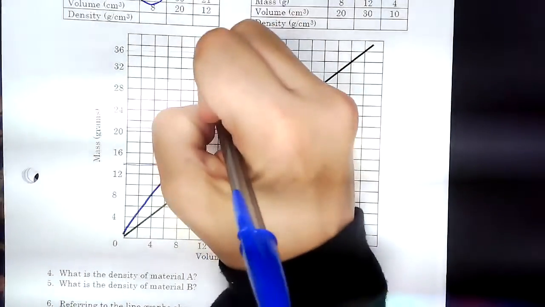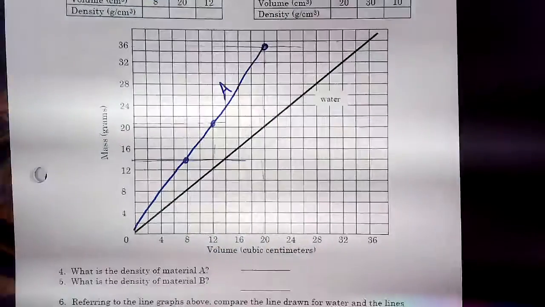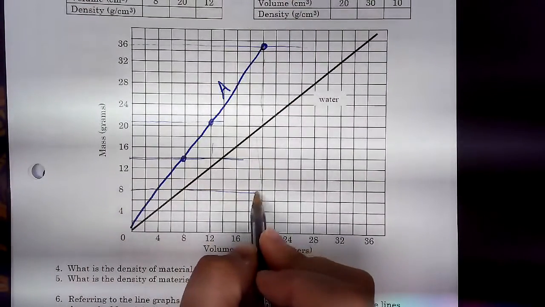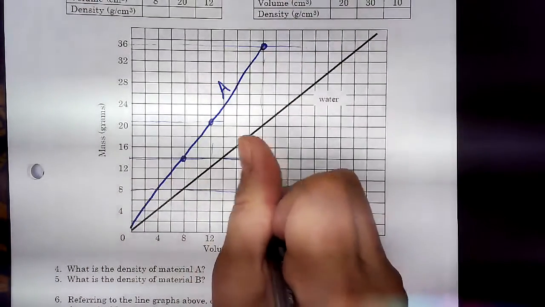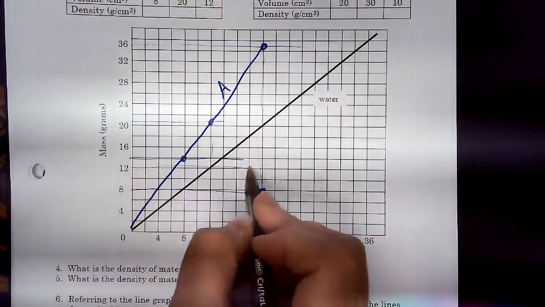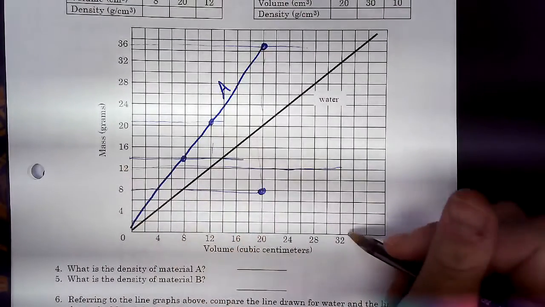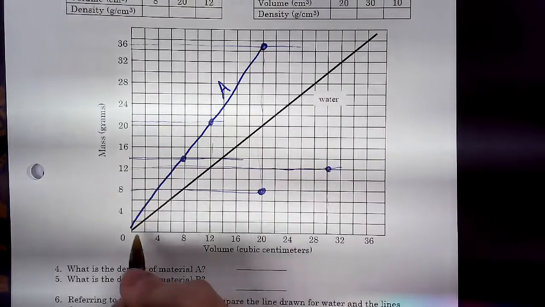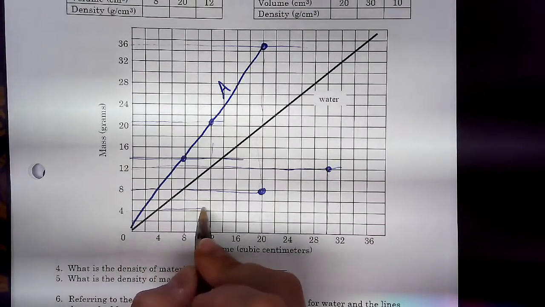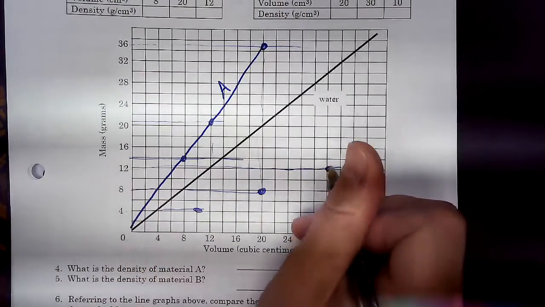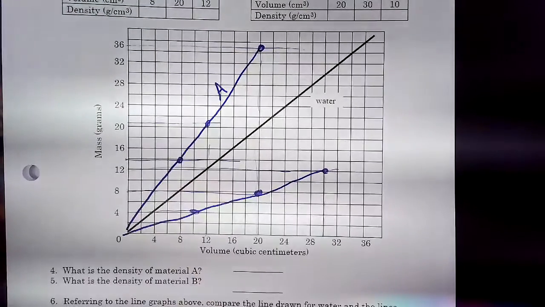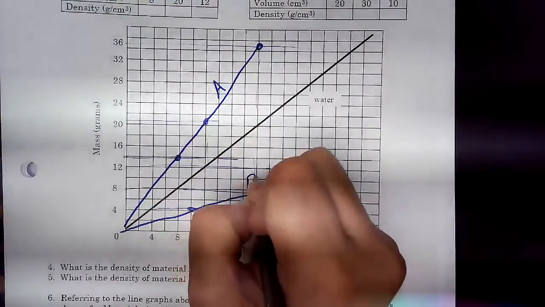This is material A. Material B, again, don't mess this up. Mass is on top, volume's on the bottom, so 8 and 20. 12 and 30. And 4 and 10. We would have had to have those lines on there.